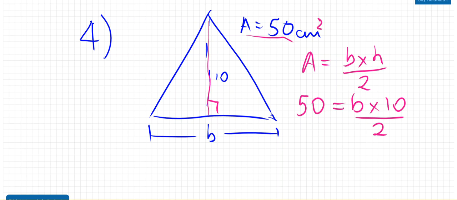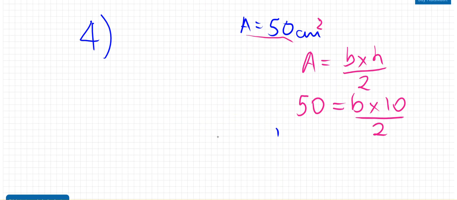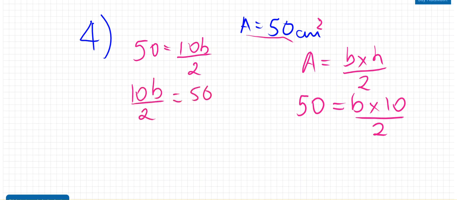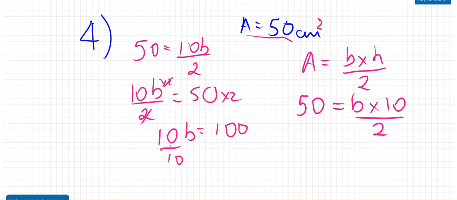I'm going to rewrite this equation just so it's easier to work with. So instead of writing B times 10 like that, I'm going to have 50 equals 10B divided by 2. And I'm going to rewrite it so the B is on this side here. And now I can solve this nice and easily. Times by 2. So 10B equals 100. Divide by 10. So B will equal 100 divided by 10, which is just 10.